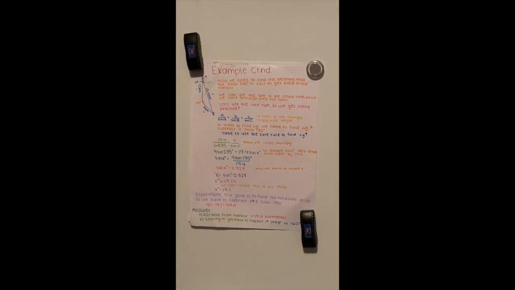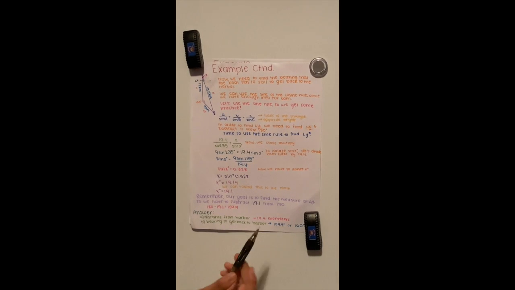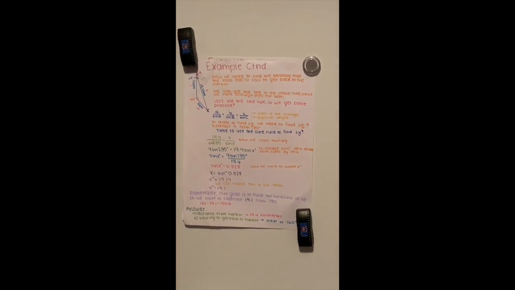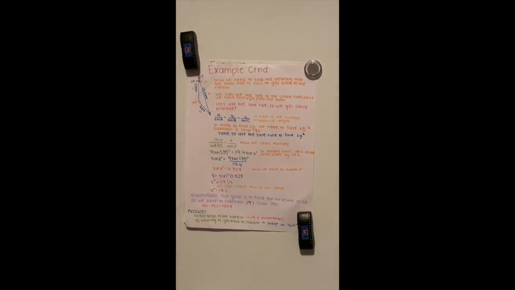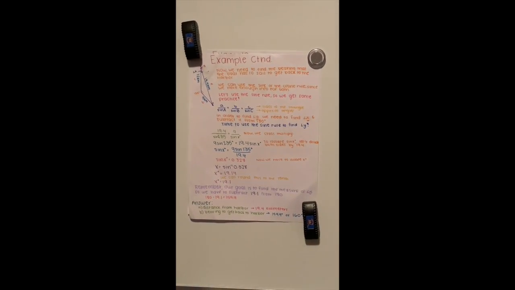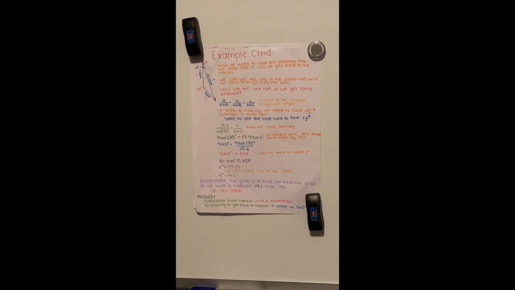As a review, we used the cosine rule to figure out the distance from the harbor to the boat, and we figured out that that was 19.4 kilometers. And for the bearing that the ship needs to sail to get back to the harbor, we used the sine rule, and we figured that that is 159.9 degrees or 160 degrees.